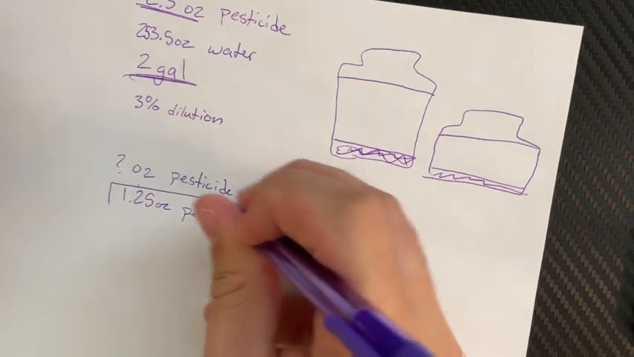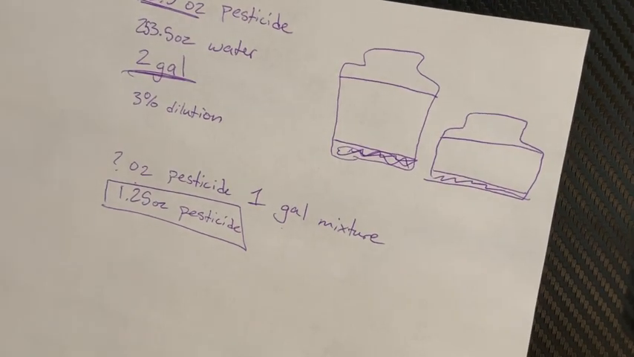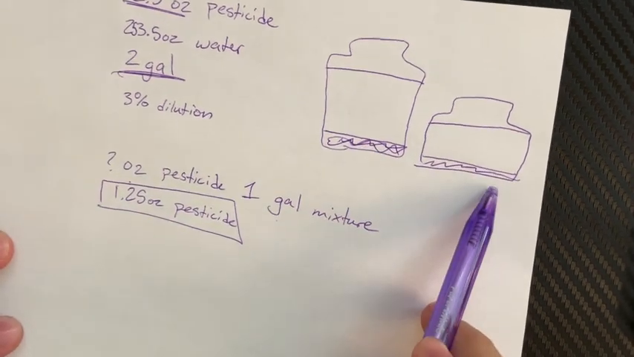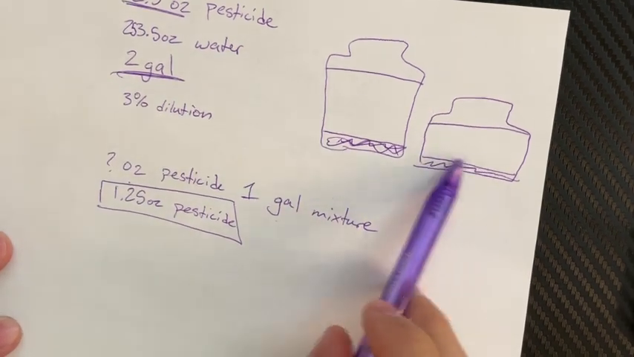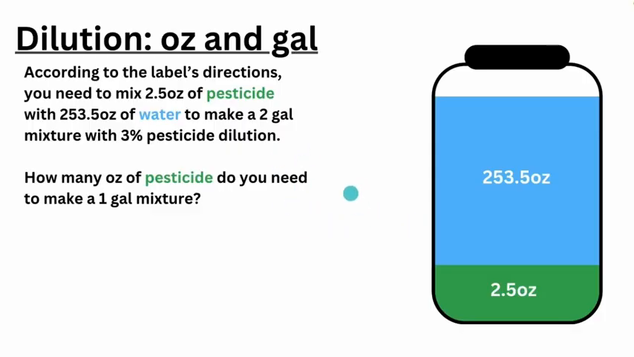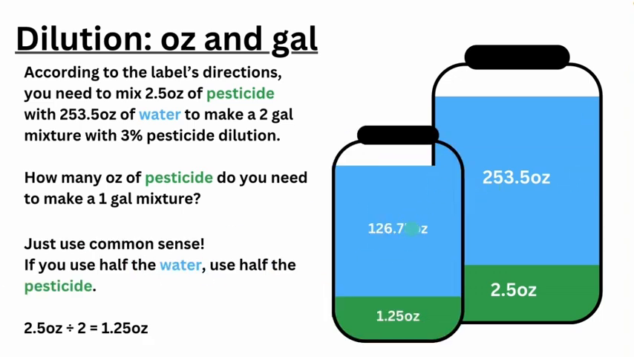There's no crazy math. This one's just kind of common sense. If you cut the size in half of the whole tank, you're going to cut the size of the pesticide in half. Let's see that on the PowerPoint, okay? Just use common sense. If you use half the water, use half the pesticide. You don't need to know half the water. It might ask you. In this case, it only asks for how much pesticide we need. But in that case, it's half of 2.5 is 1.25 ounces, okay?